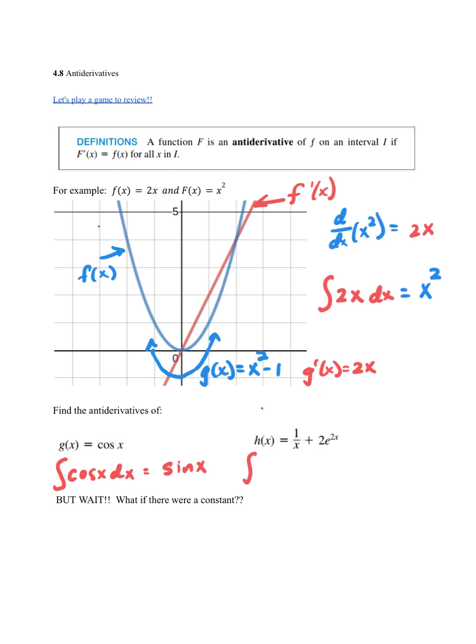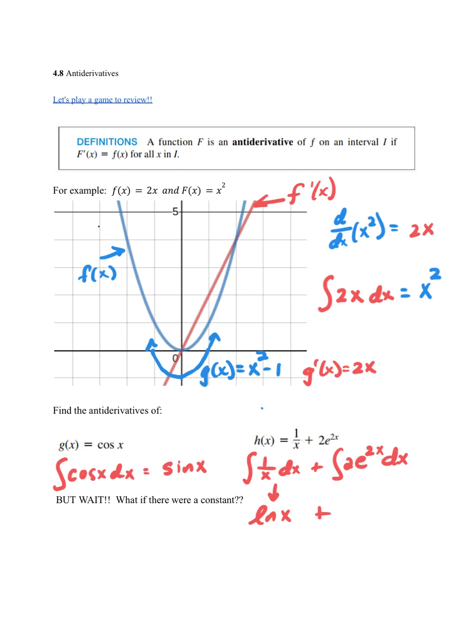In this next example, h of x, if I did the antiderivative of this binomial, I could do it in two parts. I could do the antiderivative of the 1 over x part and the antiderivative of 2e to the 2x. If you think about derivatives backwards and ask yourself what derivative gives you 1 over x for an answer, you would probably remember that the answer is ln of x. In other words, the derivative of ln of x is 1 over x.